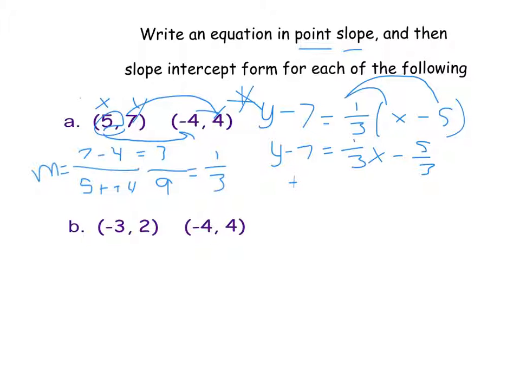And then I'm going to add 7. But if I need it over here into thirds, I'm going to make it, 7 is the same thing as 21/3. So I'm going to add 21/3. So now I have y equals 1/3 x. Now remember, this right here is minus 5/3, so I'm going to change it to adding the opposite so I don't forget. So 21 plus a negative 5, or 21 minus 5, is 16/3. A positive 16/3.